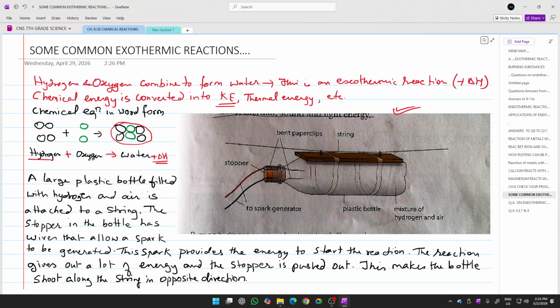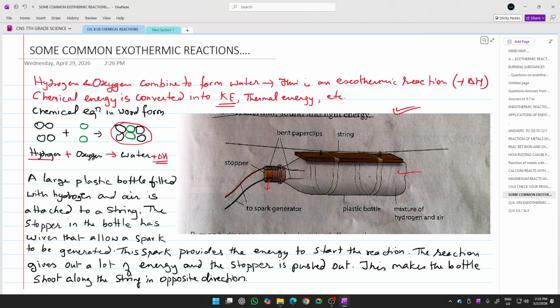This diagram is showing you a plastic bottle. Can you see this plastic bottle? Now this plastic bottle contains a stopper. This is a brown color stopper. This stopper has 2 wires going into it, or you can say it has an arrangement for creating a spark. These are the 2 wires which are entering the stopper, and these 2 wires are going to create a spark inside the bottle.